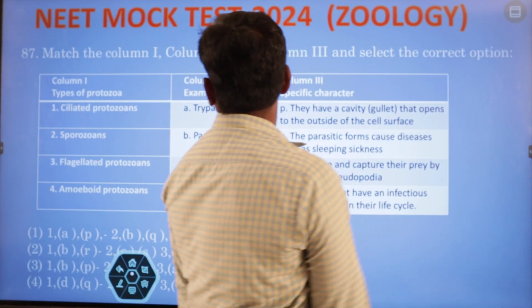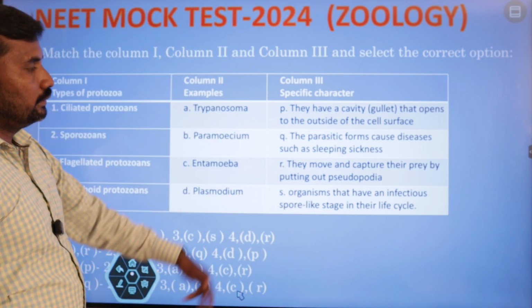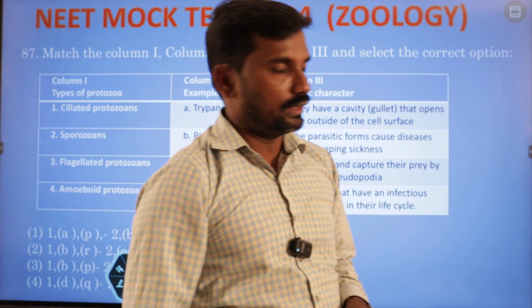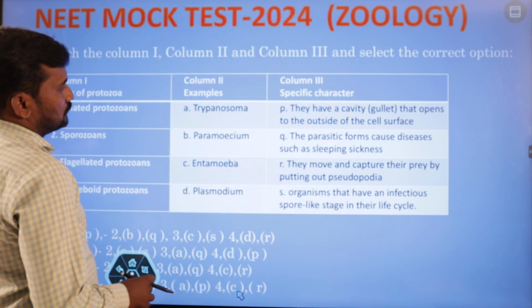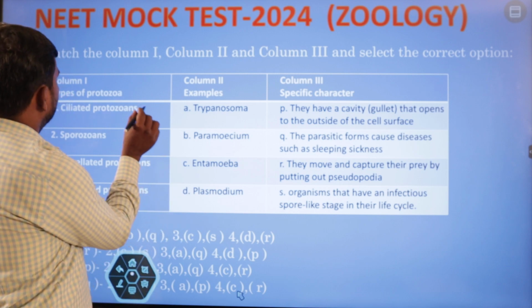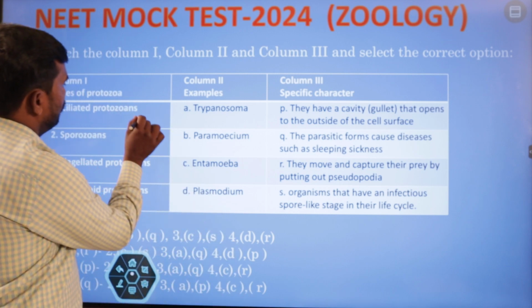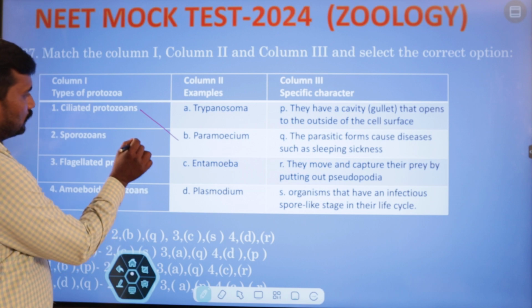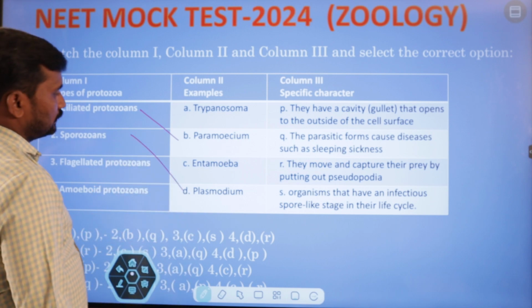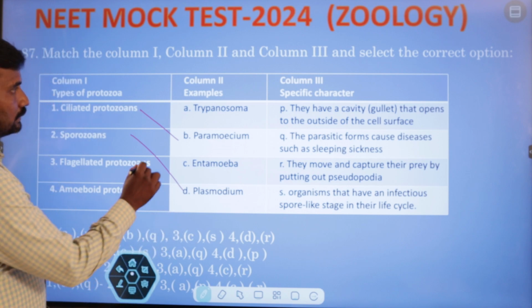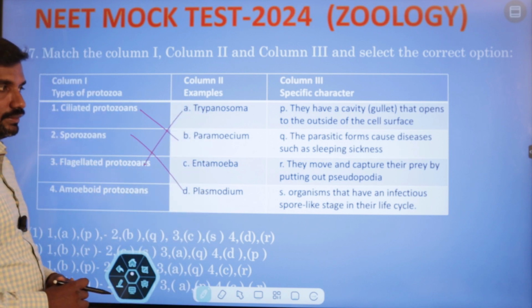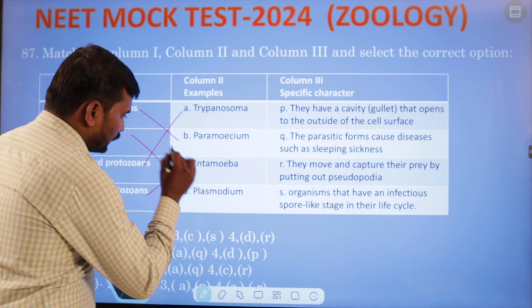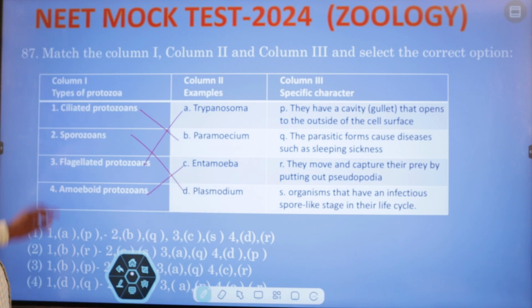Question number 87. This is a little lengthy question, but it is a simple question from biological classification. The ciliated protozoans, with cilia, are a peculiar characteristic feature of Paramecium. The sporozoans, you know very well, are Plasmodium. The flagellated ones are otherwise called Trypanosoma, which causes sleeping sickness. Amoeboid is Entamoeba histolytica. This is the first column. The ciliated protozoans belong to Paramecium.